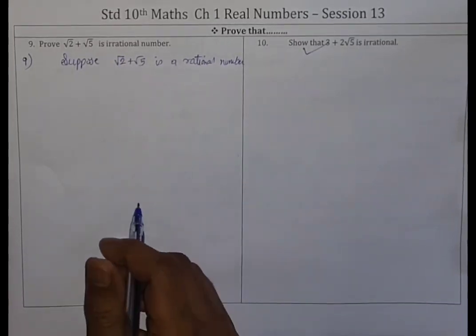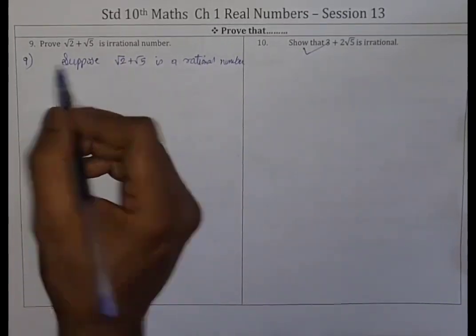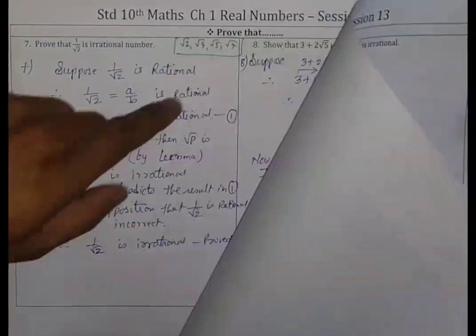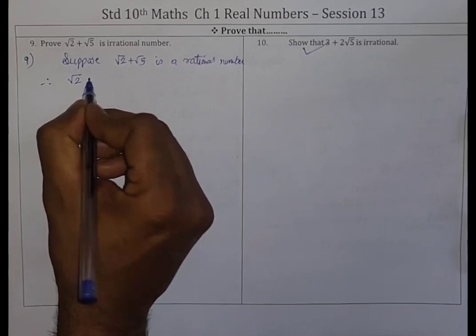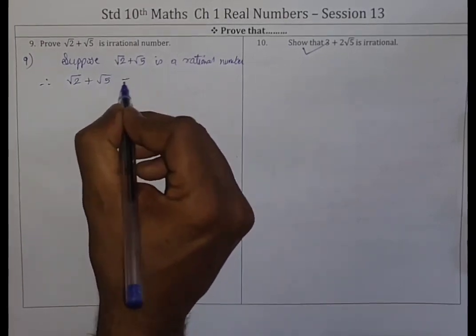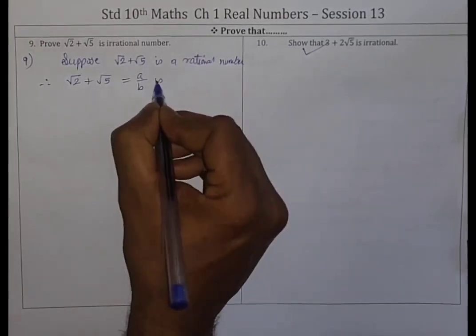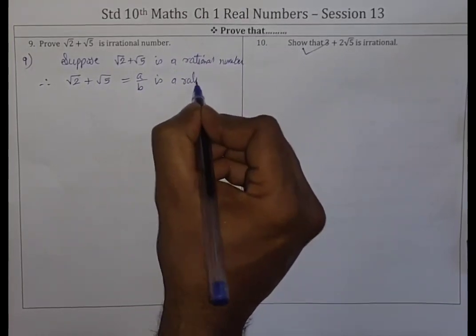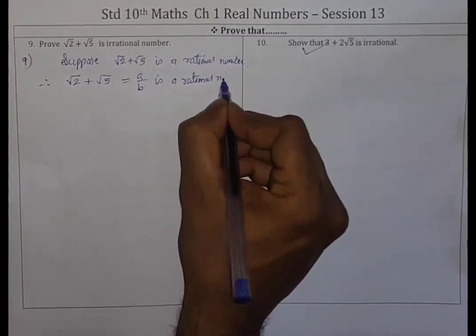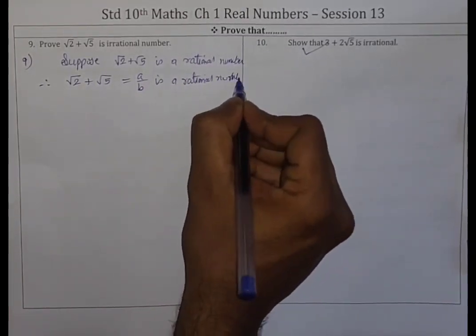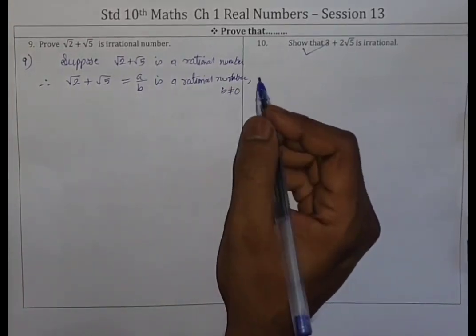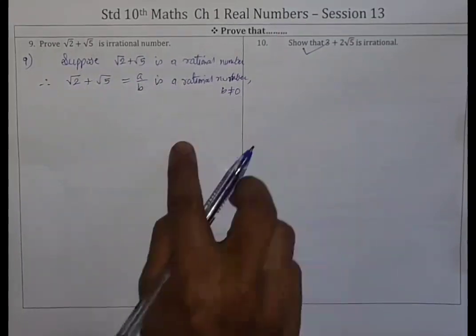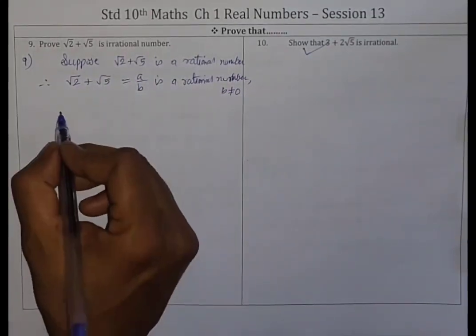Thoda do ek word extra likhna padega. You can write in this way as well. Is rational. Therefore, root 2 plus root 5 is equal to a upon b, a rational number, where b not equal to 0. Ab main pura nahi likhunga rational number till the end.